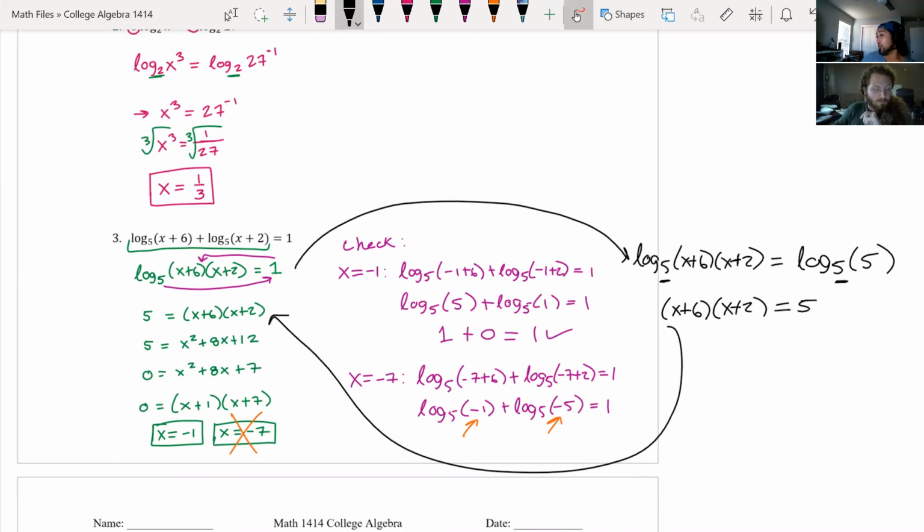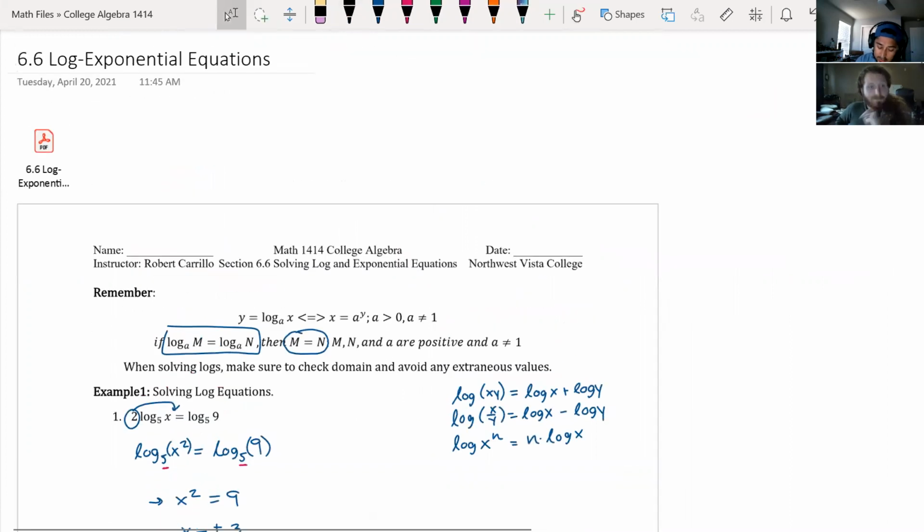Okay, and I guess one more option to look at, right? Why not? Since logs are definitely crazy. Let's see.